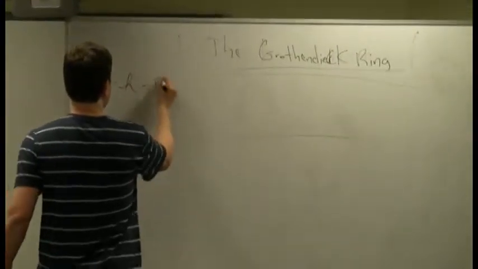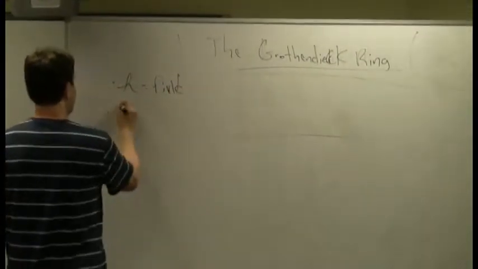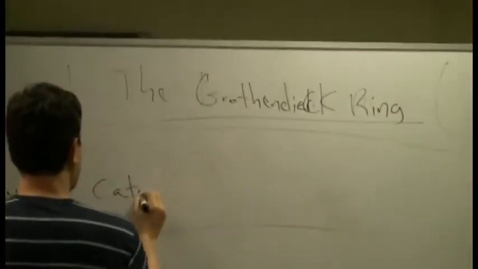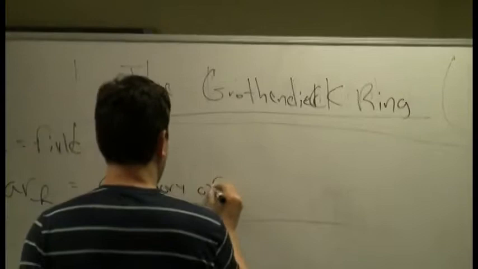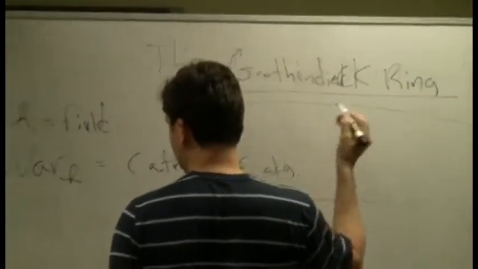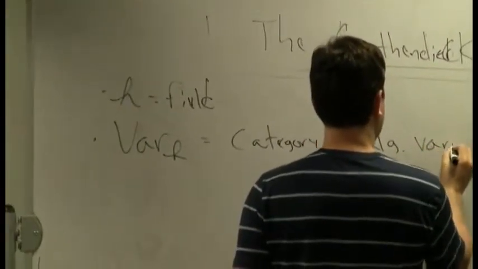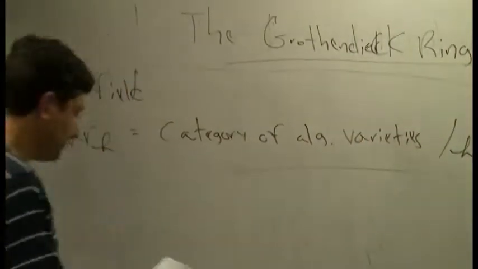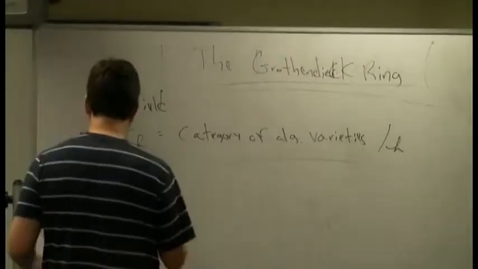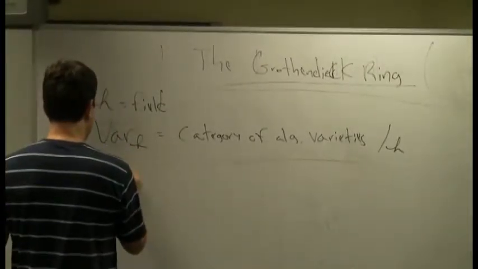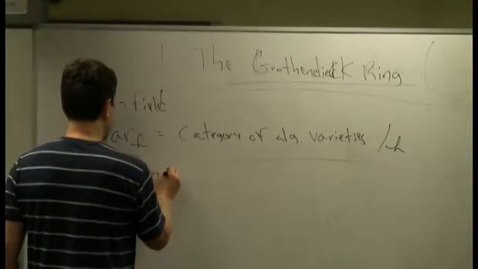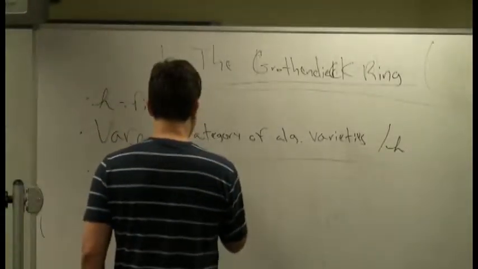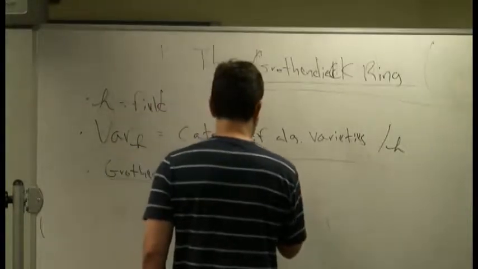But K is a field. And let Var_K be, I'm just recalling what Ravi Vakil did in his talk, the category of all algebraic, maybe singular, varieties defined over K. And the maps are algebraic morphisms. And then you define the Grothendieck group. I'll just say the Grothendieck ring, because it has a ring structure, as I'm going to say within one second. The Grothendieck ring, it's K0.